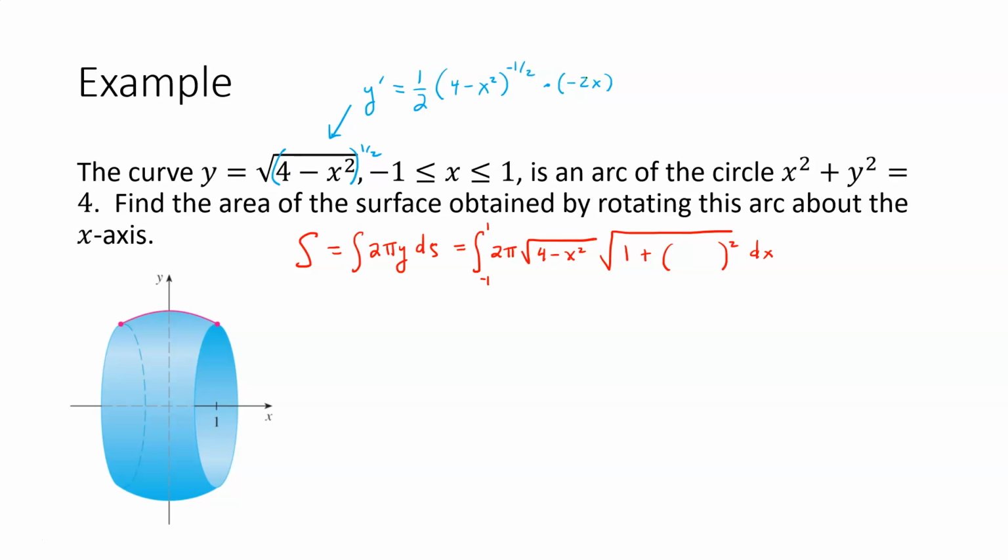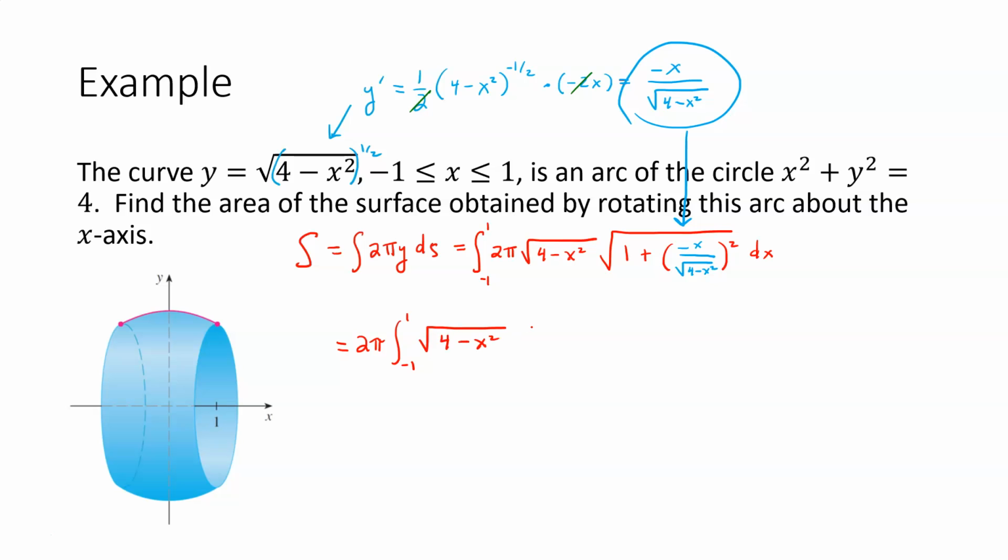And I can simplify this a little bit. For instance, here the 2's divide. And then I can bring the -1/2 power to the bottom. So this will be negative x over the square root of 4 minus x squared. Okay, so now we can insert that in our formula here. Okay, well let's see if we can simplify this a little bit. Take the 2 pi out from the integral. When I square my derivative here, I get x squared over 4 minus x squared without the square root.